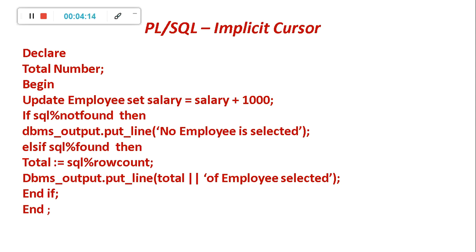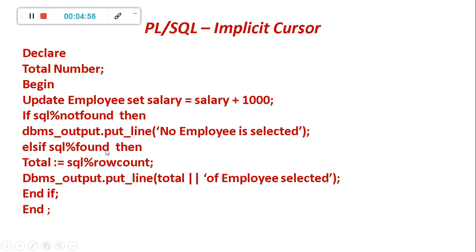This is the program. Here we can see we declare a variable. This variable total is used to store the row count, and the data type is number. BEGIN is the keyword, and here is the update statement to modify the salary value. I increment the salary value by 1000. If SQL%NOTFOUND, meaning no rows are affected, then it will display 'no employee selected' or 'no employee values are processed'. This is the output statement.